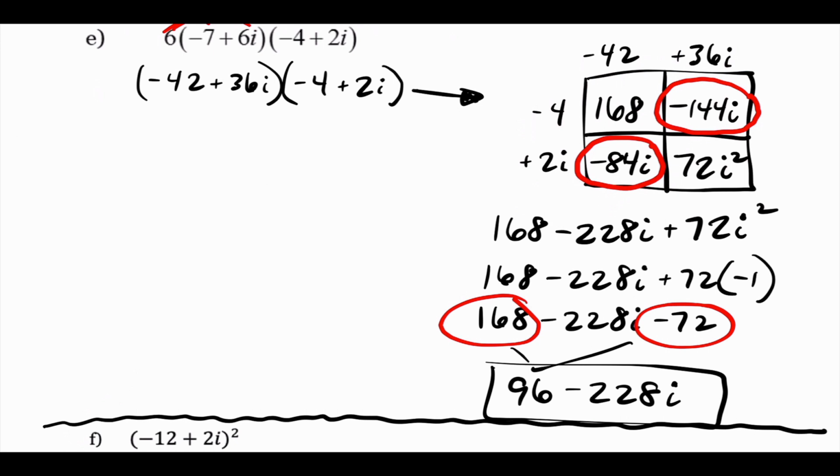F, and then we're done. I'm not going to give you any more. After F, we're done. I'm not going to give you any more to do. I'll let you take it from there after that. Okay?